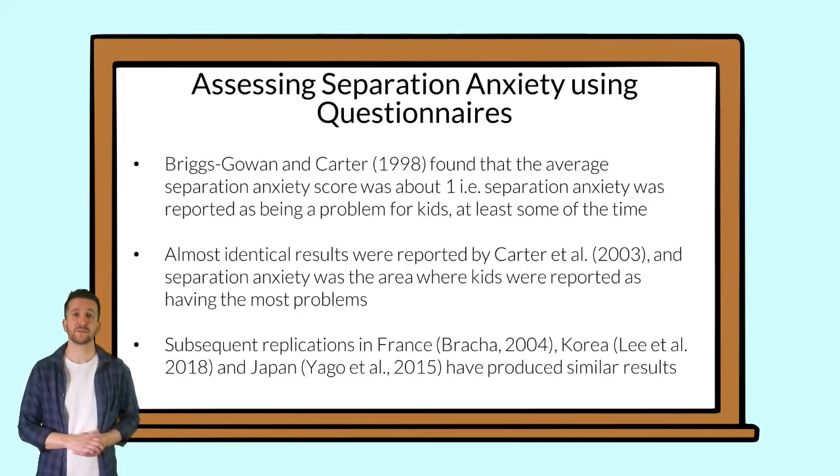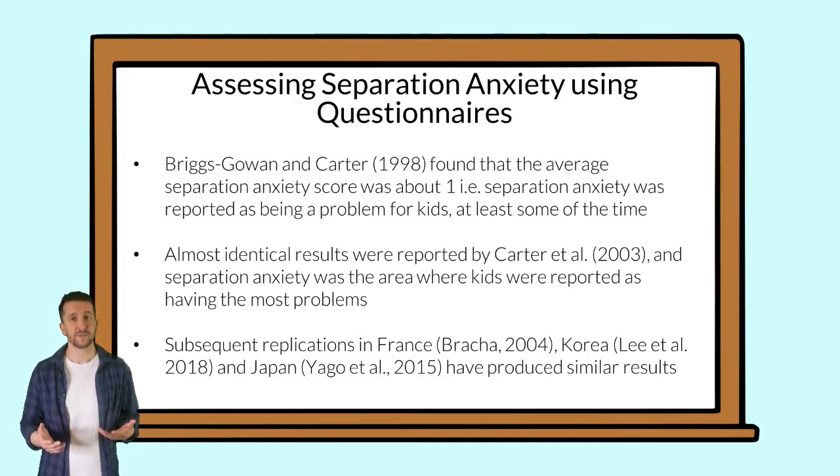Near identical results were reported by Carter in a larger sample of about 1,200 kids. Again, the average separation anxiety score was about 1, and separation anxiety was the area where kids were reported as having the most problems. Subsequent replications in France, Korea, and Japan have produced similar findings. Thus, the results of these questionnaire studies demonstrate that, in general, young kids have problems with separation anxiety, at least some of the time, consistent with the idea that separation anxiety is a normal part of development.